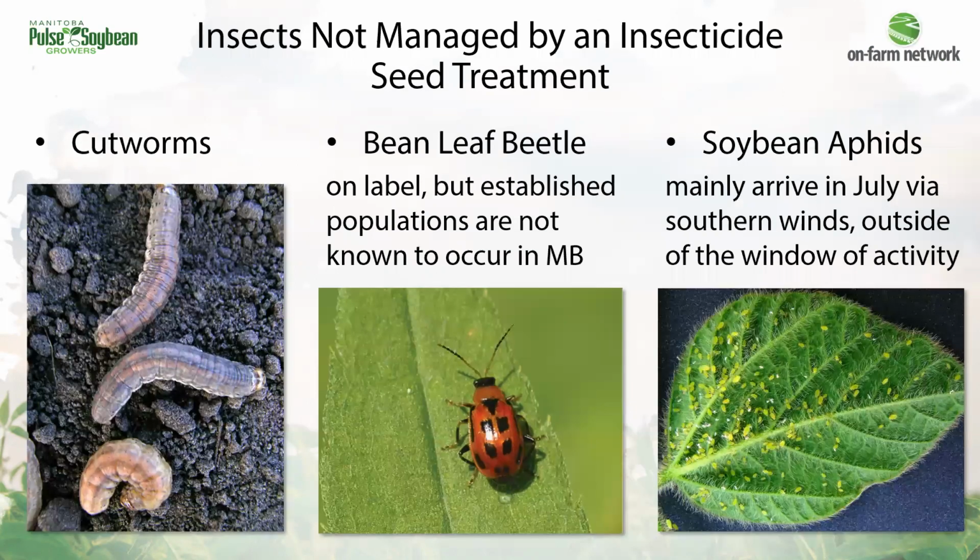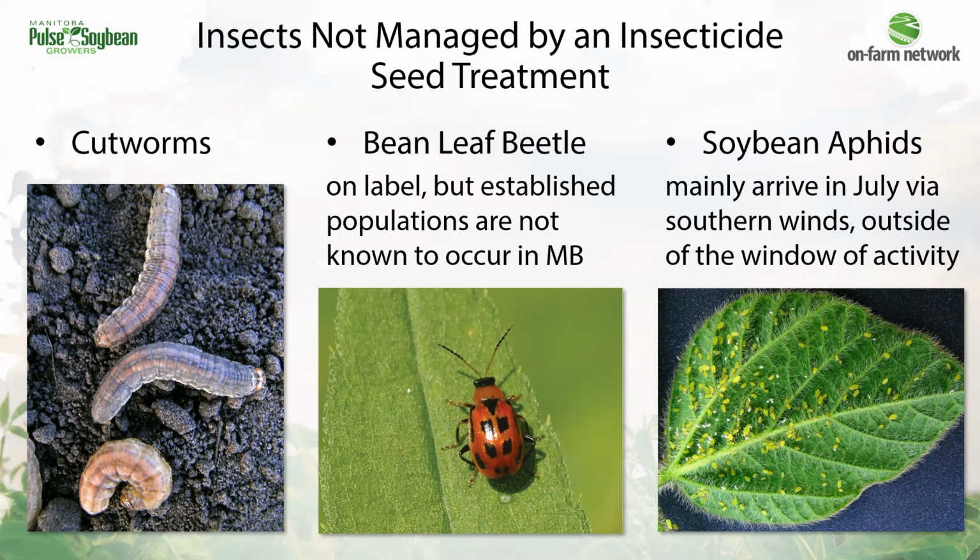There are other insects that are not managed by insecticide seed treatment that are on the label. New this year, there are active ingredients with cutworms on the label, but when this research was being conducted, cutworms weren't on the label for our soybean seed treatments. So that's why I'm putting them on the "not managed by" list for this trial.